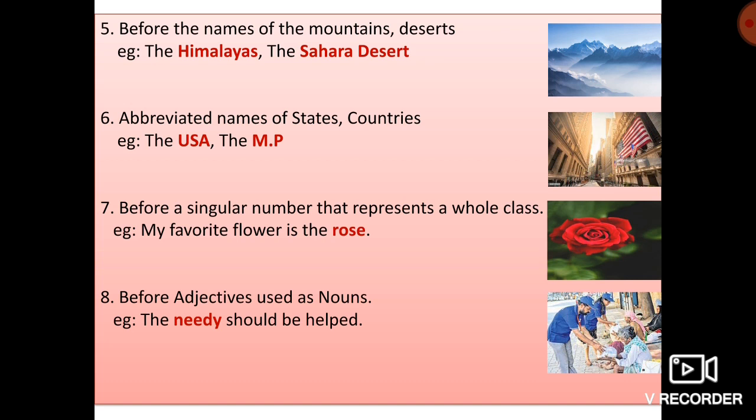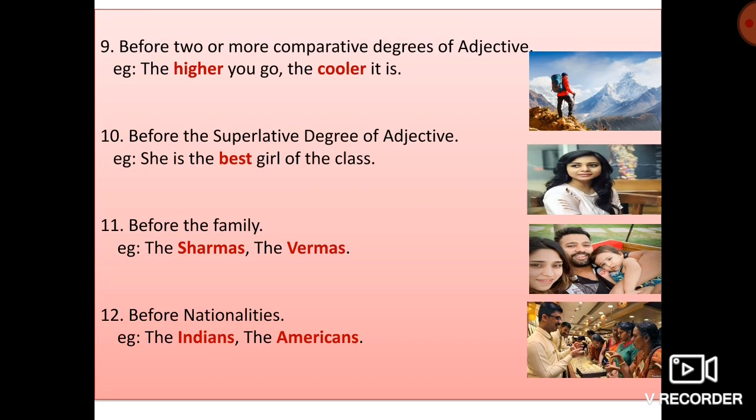Next, before adjectives used as nouns. Like, the needy should be helped. Here, needy is an adjective, but it has been used as a noun here. Next, before two or more comparative degrees of adjective, like the higher you go, the cooler it is. There are two comparative degrees, higher and cooler, and before both, we are using the.